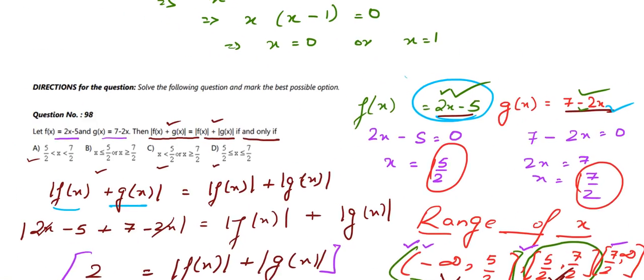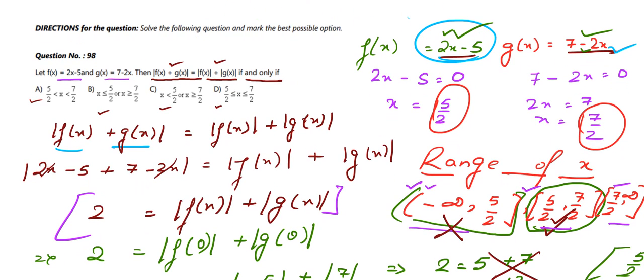Now let's check the options. So 5 by 2 and 7 by 2: option number D matches with our answer. Hence option D is the correct answer to this question.